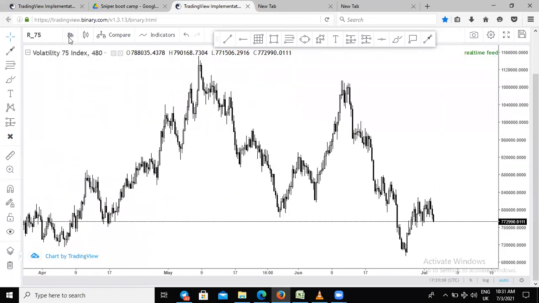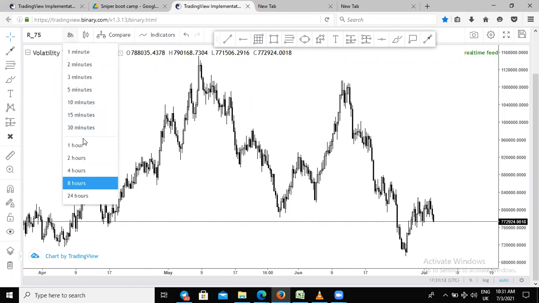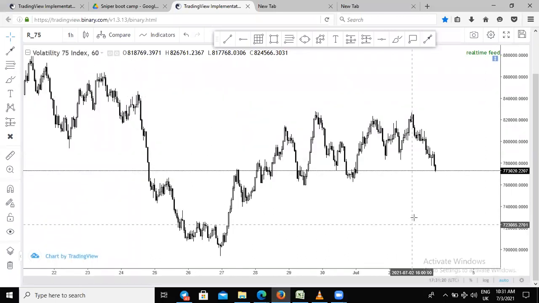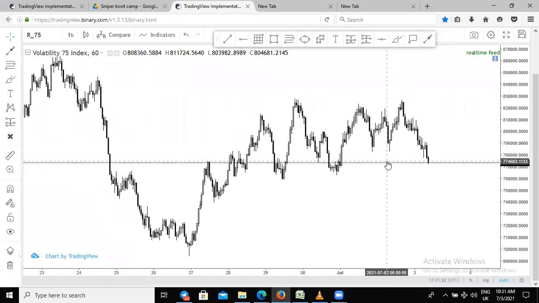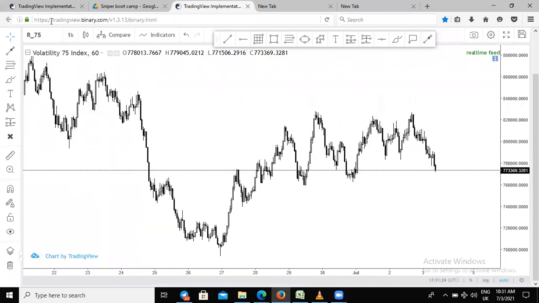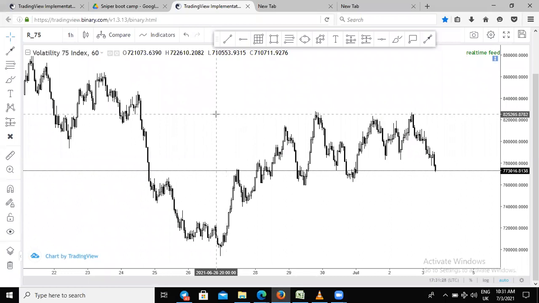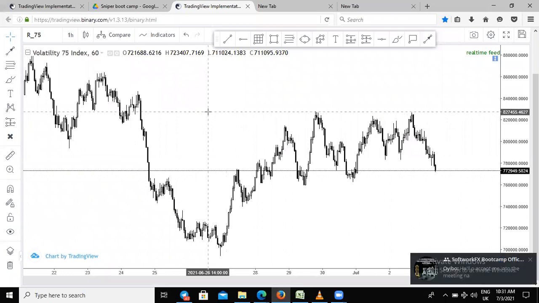From there, if I want to go to the 1 hour, what I just need to do is click on the 1 hour like that. Are you seeing that? So click on the 1 hour and then the data appears. It's so simple like that. Really, really simple. Are you seeing this?